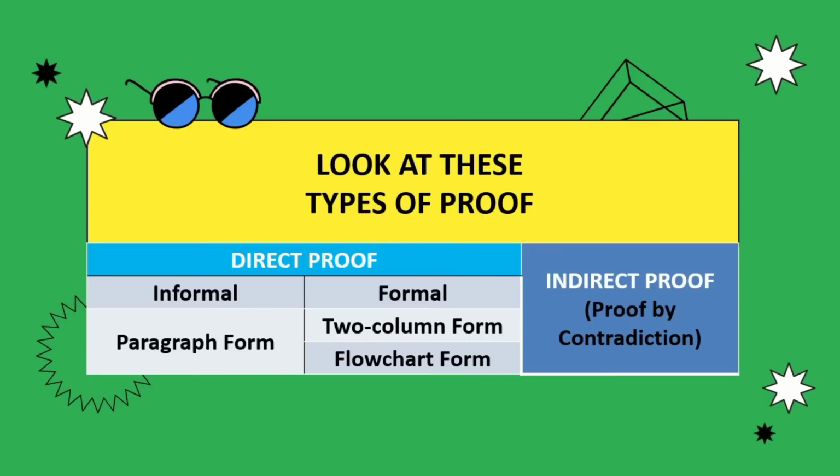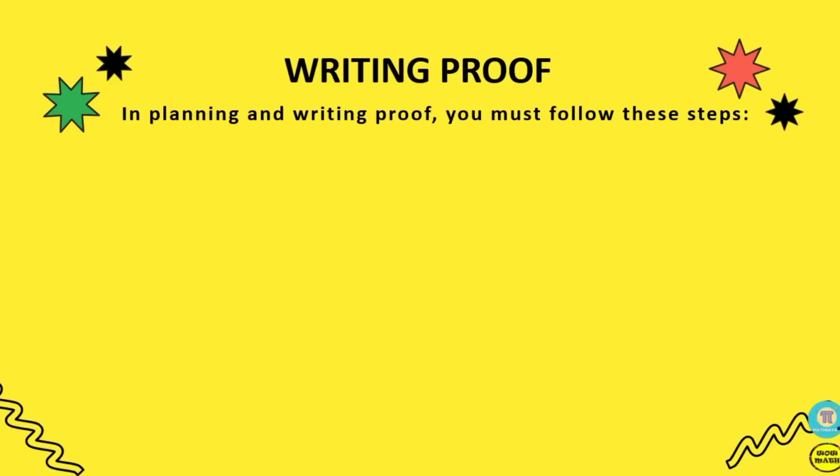Now, under indirect proof, dito papasok or this is the kind of proof by contradiction. So ito yung indirect proof, okay? So, tingnan nyo ulit yung table. We have two types of proof, direct proof and indirect proof. Under direct proof, we have informal, which is the paragraph form, and for formal, we have the two-column form and the flowchart form. So, let's start. So, let's start with how do we write a proof.